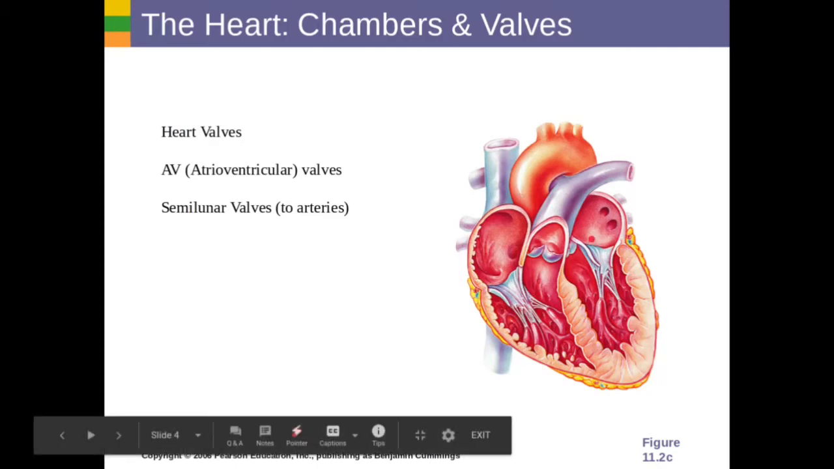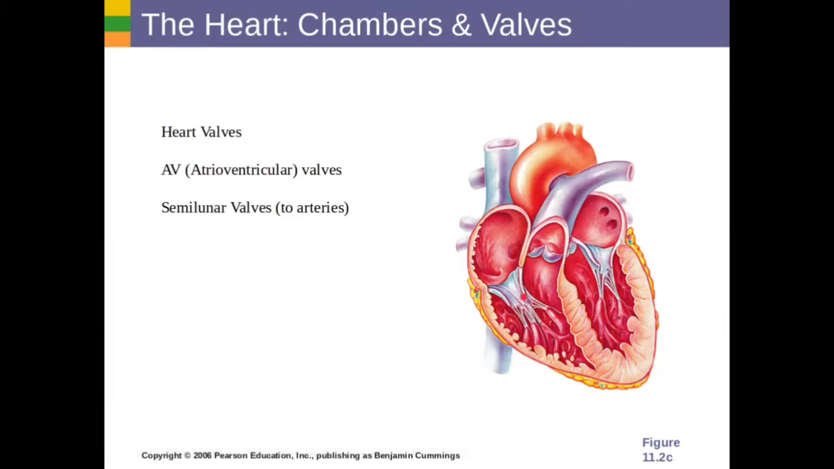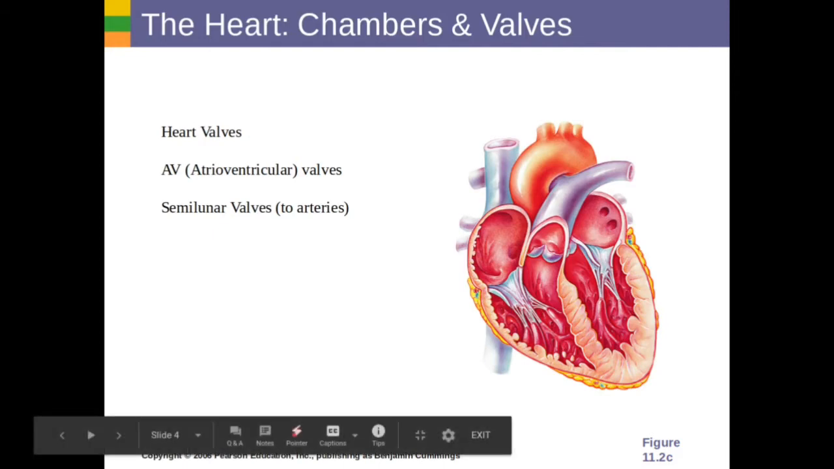So in order to keep blood flowing in one direction, the valves are designed to prevent it from going the wrong direction. So when your atria are filling up with blood, these valves will be closed so they can fill up. And then once they start to squeeze, the pressure inside these chambers will push the valve open and allow the blood to flow into the next chamber.